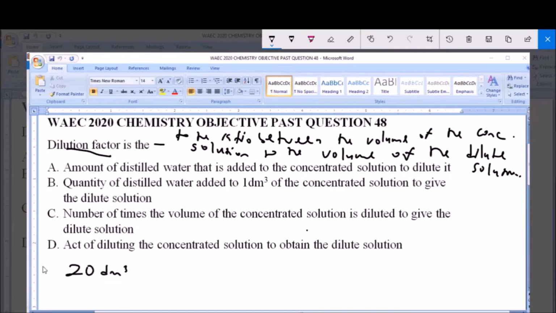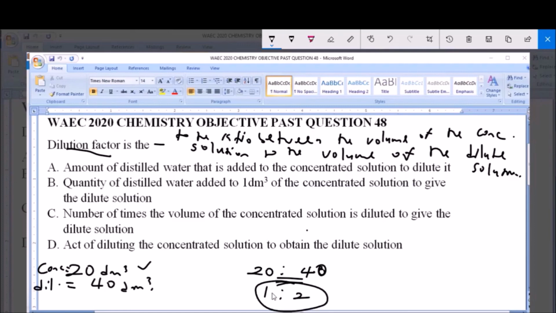and then the volume of the dilute solution is 40 dm cube. What we are saying is that dilution factor is the ratio between the volume of the concentrated solution to that of the dilute solution. So in this case it will be 1:2. Now it means that the volume of the dilute solution is 2 times the volume of the concentrated solution in this example.